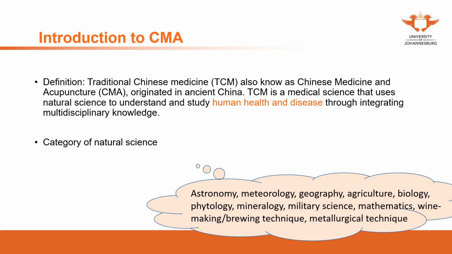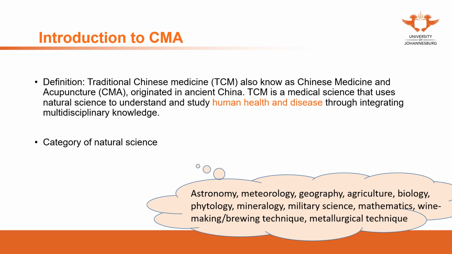So the definition here is traditional Chinese medicine, also known as Chinese medicine and acupuncture, or sometimes they only write Chinese medicine. It originated in ancient China. It is a medical science that uses natural science to understand and study human health and disease through integrating multiple knowledge. So from the definition, you will see the abbreviation for Chinese medicine. You can write either TCM, which is quite common nowadays, or you can write CMA, Chinese medicine and acupuncture.